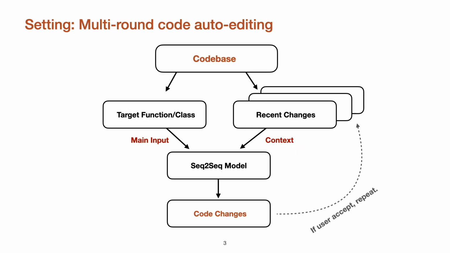Here is an illustration of the code auto-editing task. For a given codebase, we take a user-selected function or class as the main input and use the recent changes as the additional context. We then feed this to a sequence-to-sequence model and let the model output any code changes that should be applied to the selected code. Any changes accepted by the user are then added to the recent changes, and this process can be repeated multiple times.